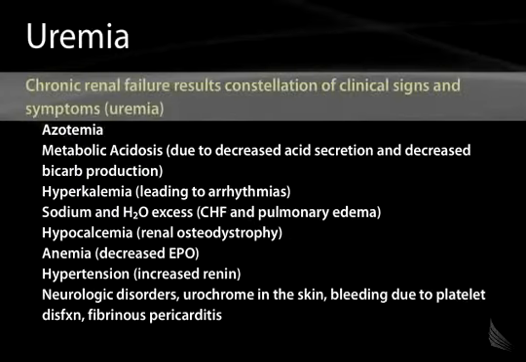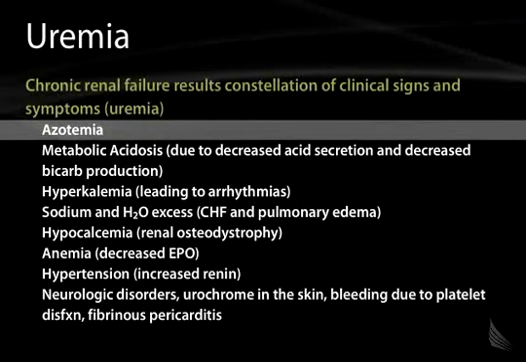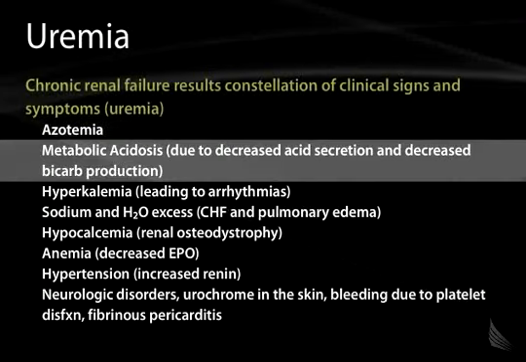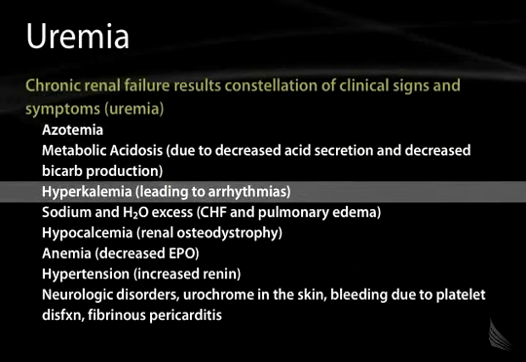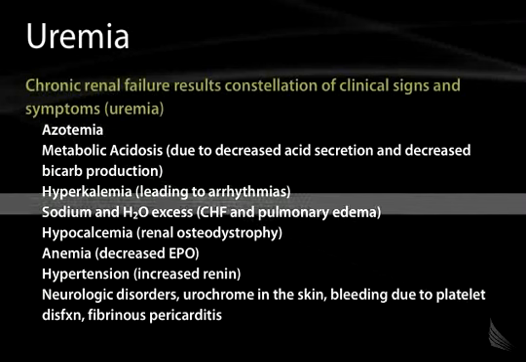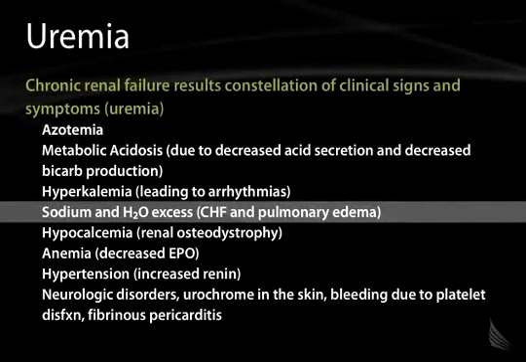Now, chronic renal failure causes a constellation of clinical signs and symptoms that we call uremia. Azotemia, which is increased blood urea nitrogen and creatinine. Metabolic acidosis, this is due to decreased acid secretion and decreased bicarbonate production by the renal tubules. Hyperkalemia, due to increased resorption of potassium. This can lead to cardiac arrhythmias. You can get sodium and water excess, leading to congestive heart failure and pulmonary edema.